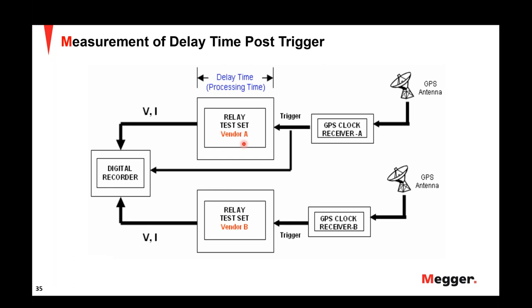And if these two have a delay between them, then that could cause a problem with the synchronization of the test systems. So what you can do is measure that delay time by having this setup, wherein you have the GPS clock connected to both your test equipments, and the signal that is used to trigger the injection is also sent to your oscillography, the digital recorder, right? Let's say you're using a POP signal from the GPS clock. Once the POP is generated, both test equipments will generate your currents and voltages, and those are recorded in your digital recorder.